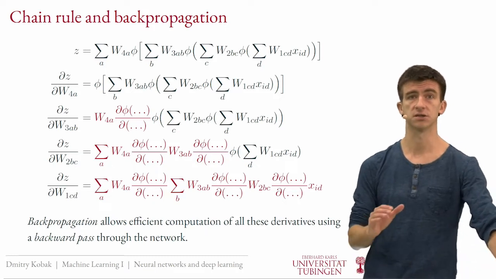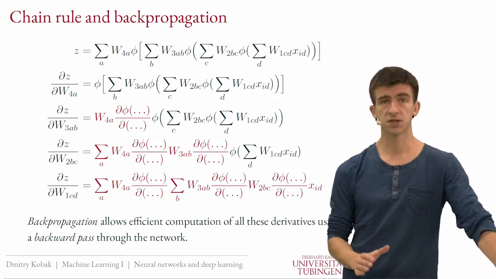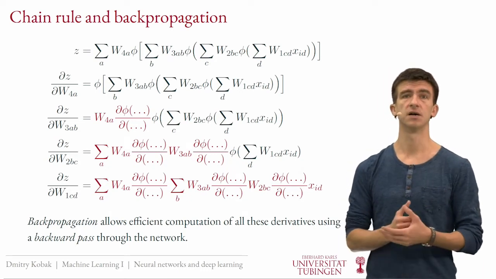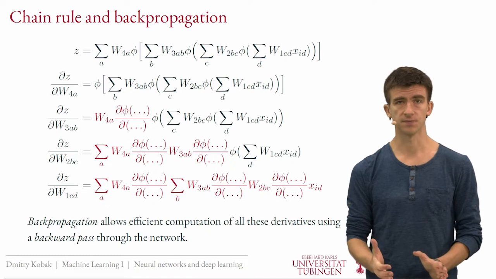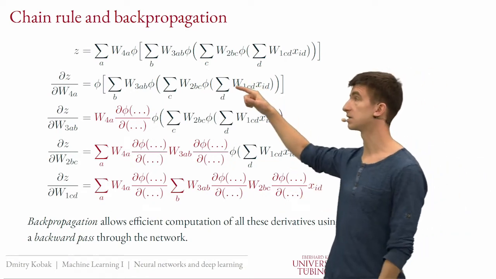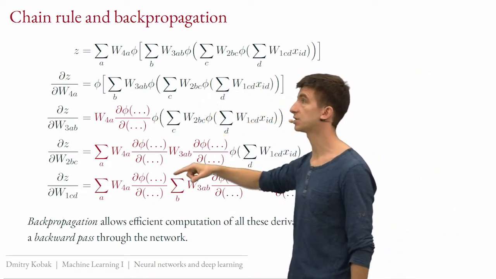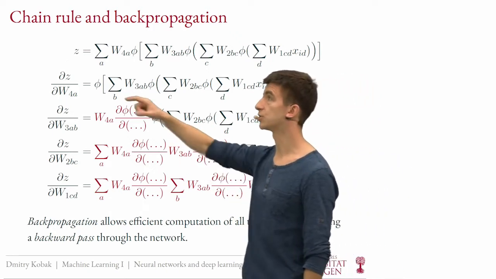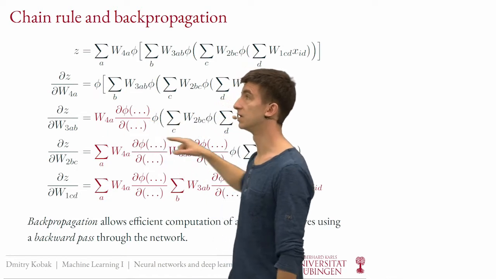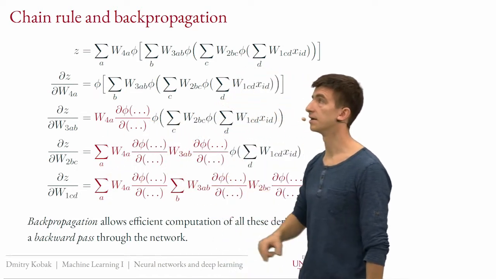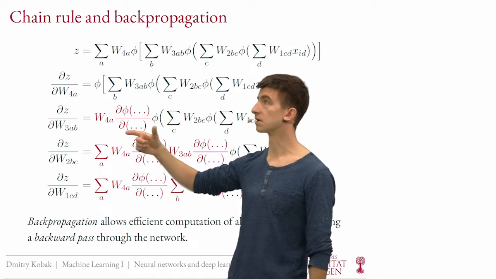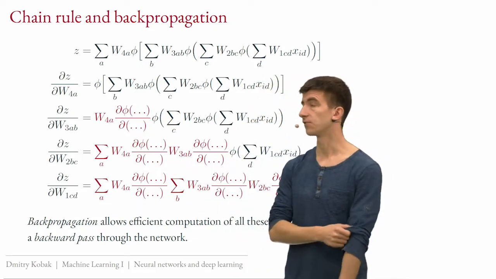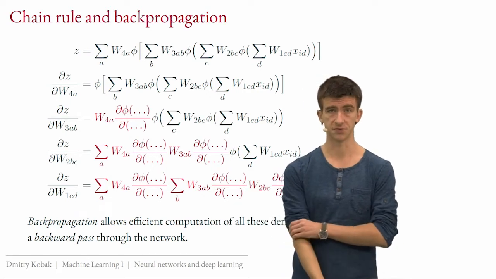This is just a smart way, an efficient algorithm to compute all these derivatives efficiently, you know? Because if you look at that, you see that many expressions here appear several times. So naively, if you just compute that, and then you compute this, and then you compute that, you will be repeating some calculations over and over and over again. And for a large network, this is super inefficient.